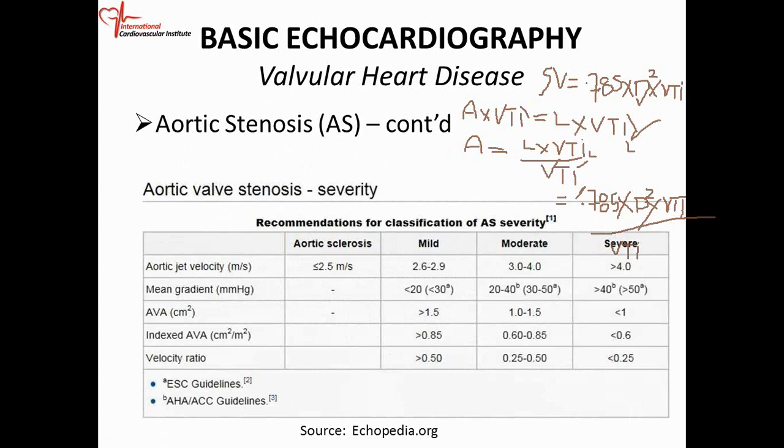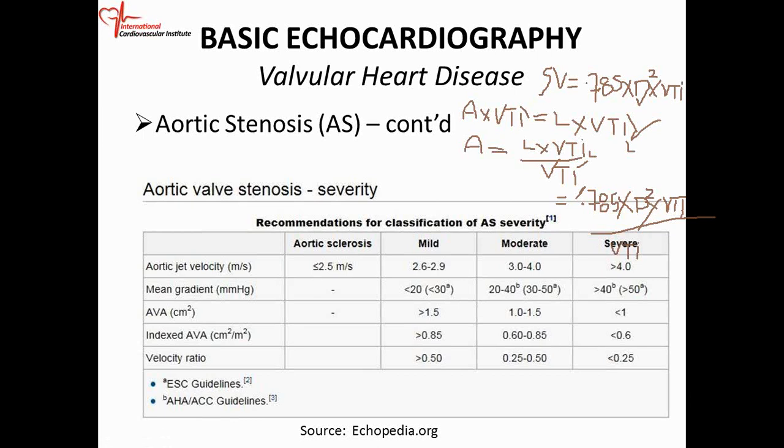Now, we went through all of that for us to classify aortic stenosis. And just like everything else, aortic stenosis, you have mild, moderate, and severe. Mild, moderate, and severe. So let's start with severe.